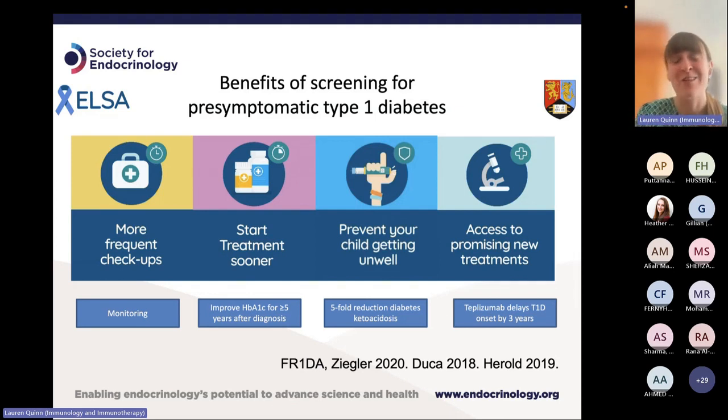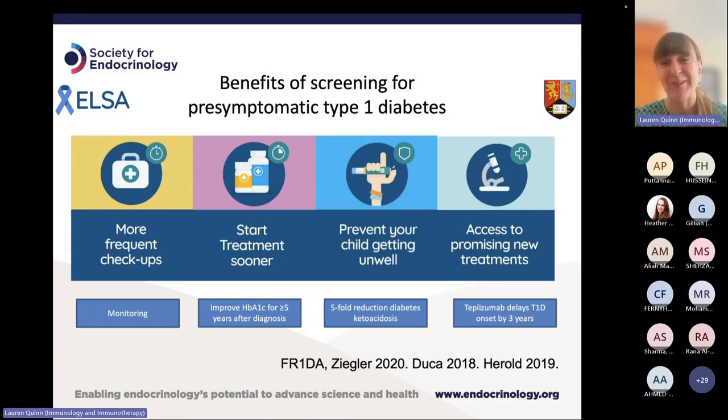It might sound like a really short period of time, but actually patients tell us that those 3 years really matter. And this is the first. There will be other trials coming through that are adding to teplizumab, for example, to try and delay the start of type 1 diabetes even further. So a really exciting field.